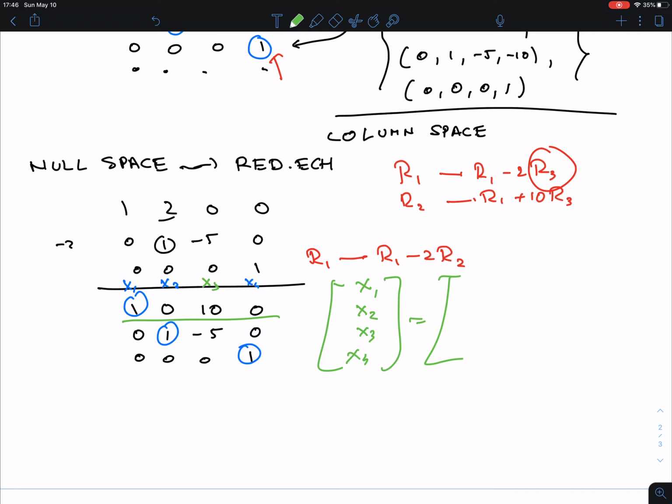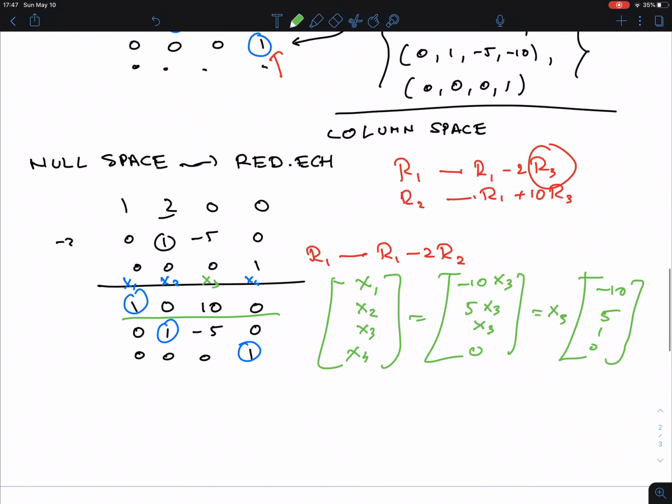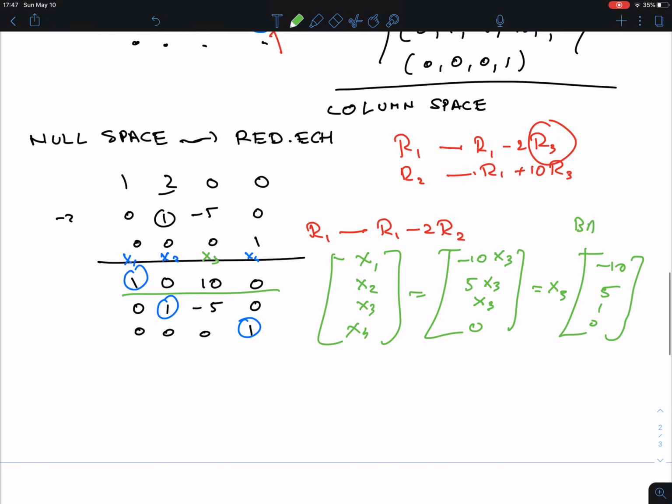So x1 is minus 10 times x3. x2 is equal to 5 times x3. Now x3 is always equal to itself. Don't look for an equation here, there's none. And then finally the fourth pivot variable is 0. We factor out an x3 and we find minus 10, 5, 1, 0. And that's the basis. This is the basis for our null space.